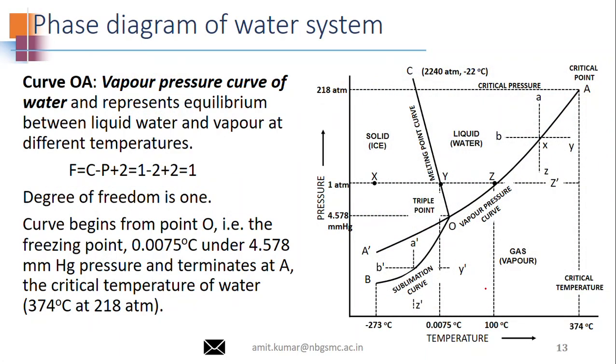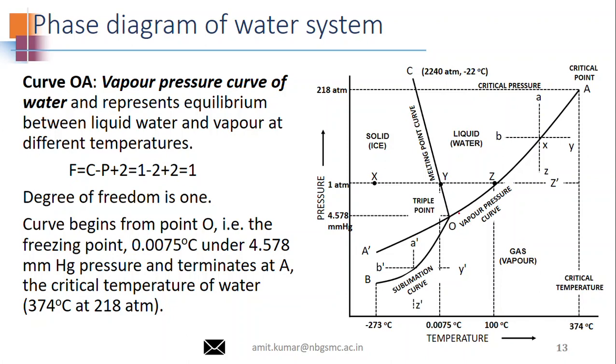Now this is the phase diagram of the water system. Starting from point O, the triple point, to A, this represents the vapor pressure curve. And this is the boundary between liquid, or water, and gas, or vapor.